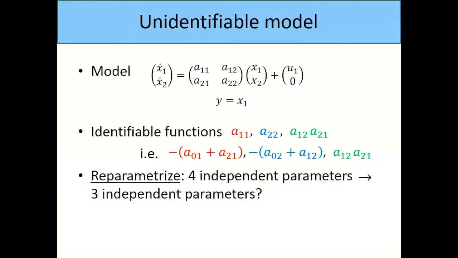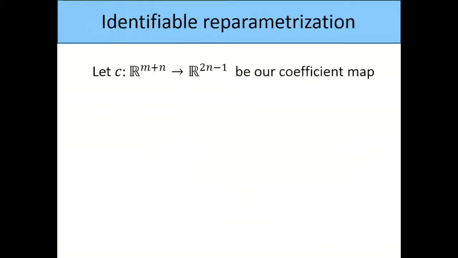Okay, going back to our model, we have this unidentifiable model. We've just found these three identifiable functions. The question is, what do we do now? Well, what we'd like to do is somehow reparametrize our model to go from 4 parameters to 3 parameters, where our 3 parameters are precisely these 3 identifiable functions. So that's our goal. All right, so let's define what we mean by an identifiable reparametrization.